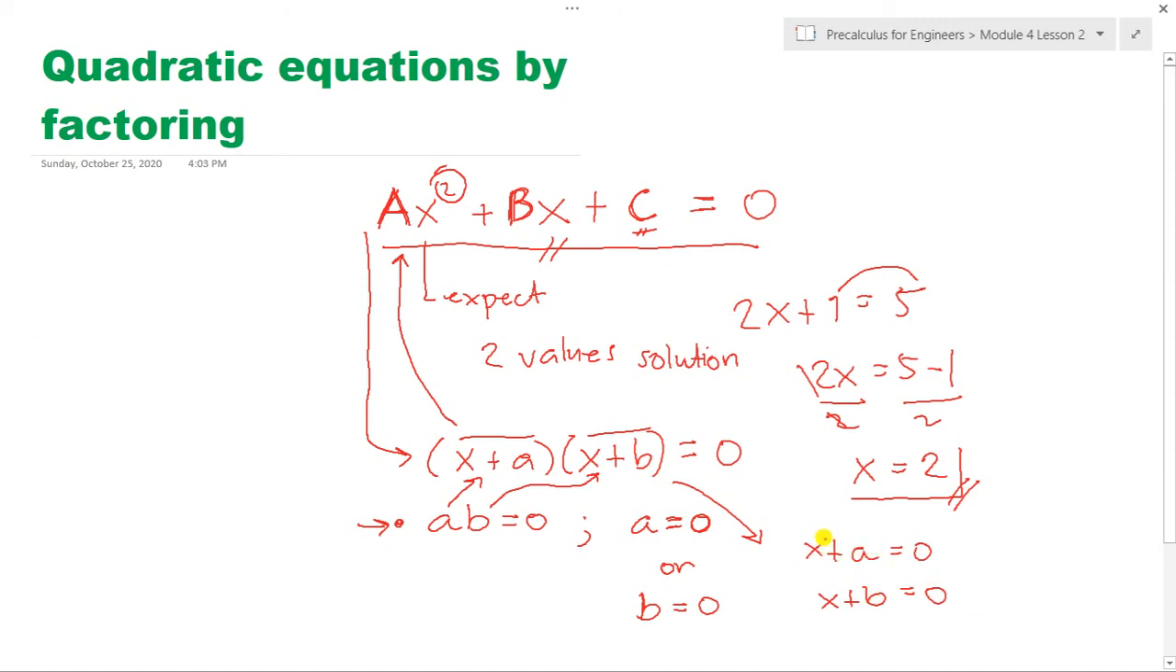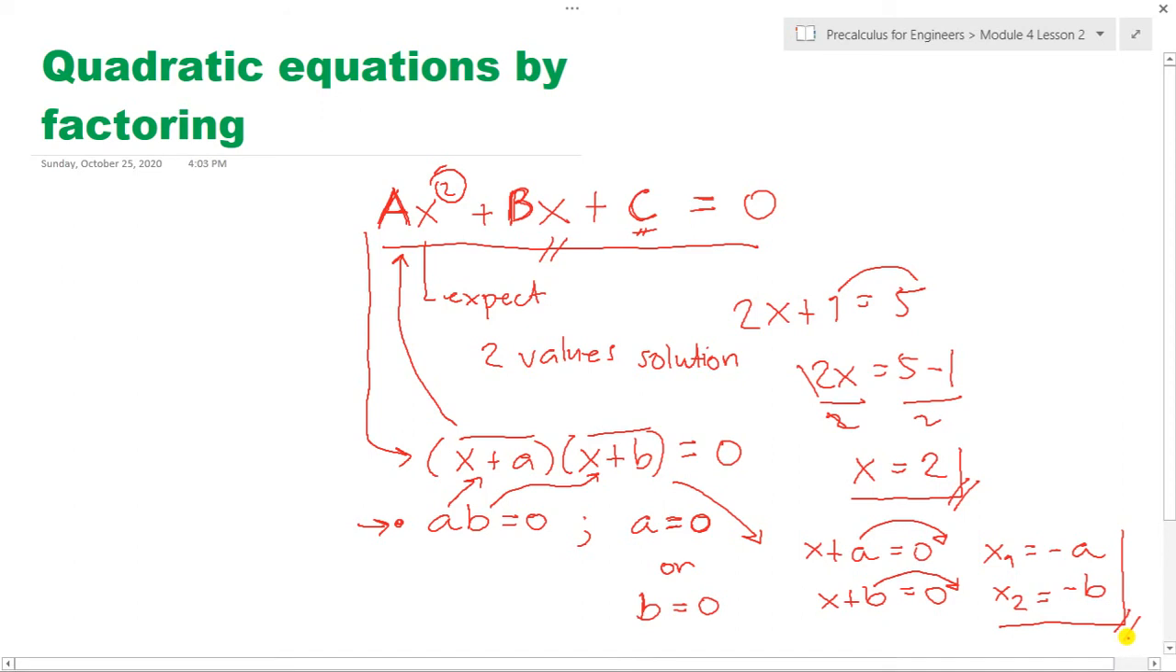Since the factors are of first degree, therefore linear, we can easily solve for x here. You can just transpose a and then you have the value of our first x equal to negative a, and for the second x, just transpose b to the other side. We now have a second value of negative b. So as I told you earlier, we have two solutions for our quadratic equation. So this is its principle.